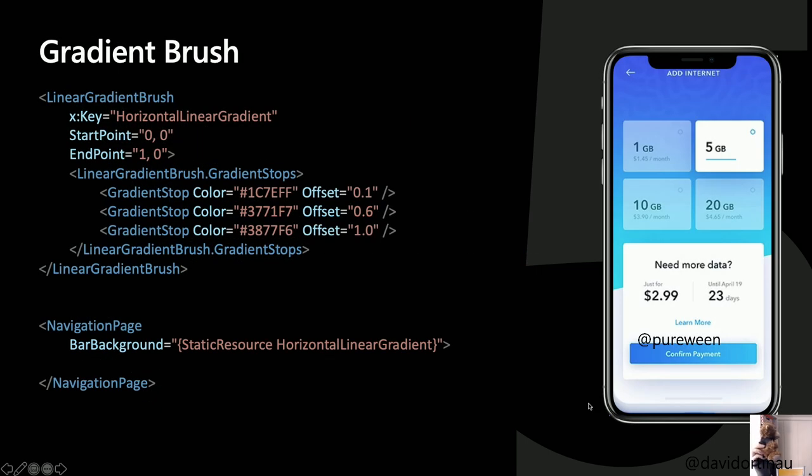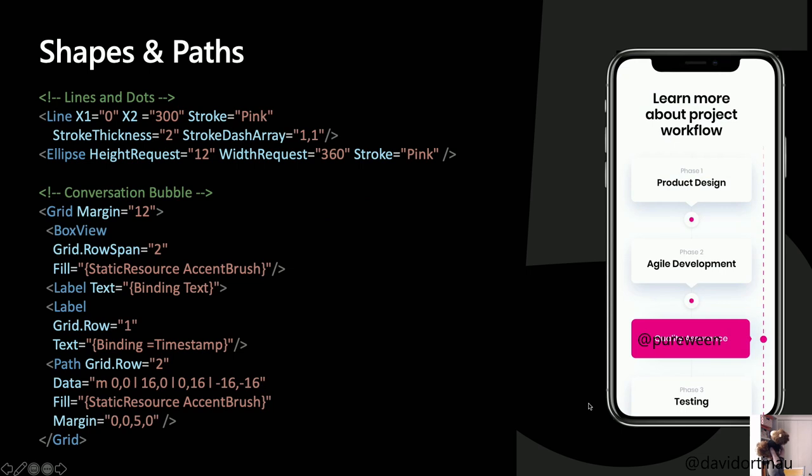Linear gradient brush, we have a pull request for this. It's coming to you perhaps in 4.7. This is what I was talking to Samantha about last week, as I updated our roadmap. So if you want to go look at the Xamarin Forms repository roadmap, you'll get some of that information.